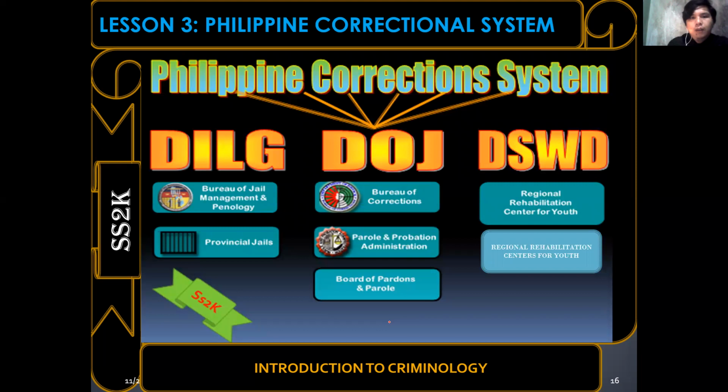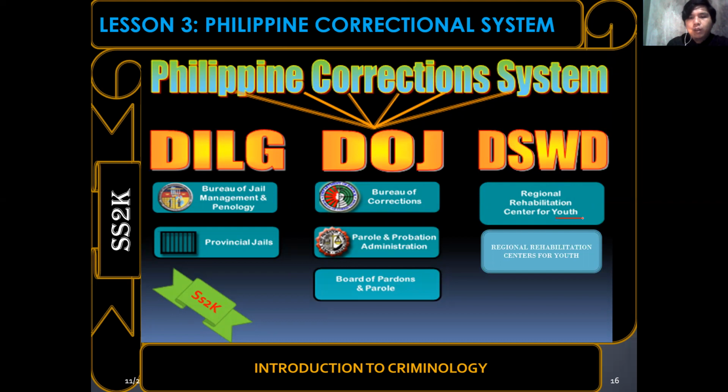Okay. So, the Philippine Correctional System is under ng 3 agencies. Under po ito ng 3 ahensya. No? So, ang 3 ahensya na namamahala doon po sa PDL ng Pilipinas, Person Deprived of Liberty, no? ay DILG, Department of Interior and Local Government, Department of Justice, and Department of Social Welfare and Development. No? So, yung Department of Social Welfare and Development, under po nila yung Regional Rehabilitation Center for Youth.